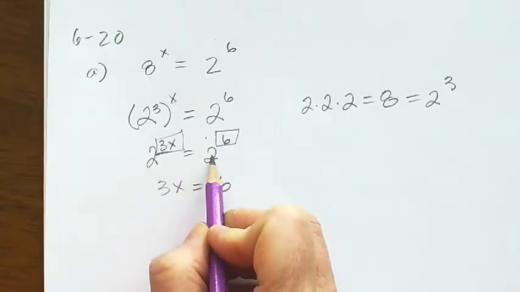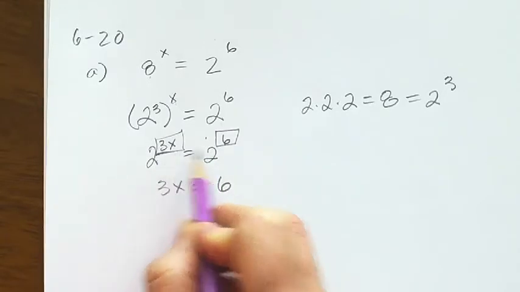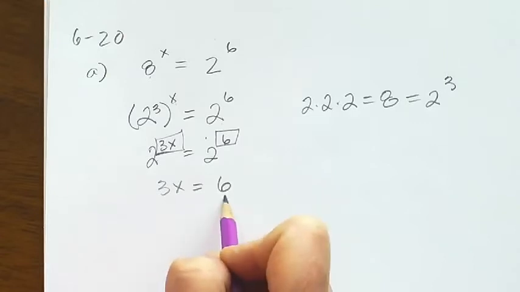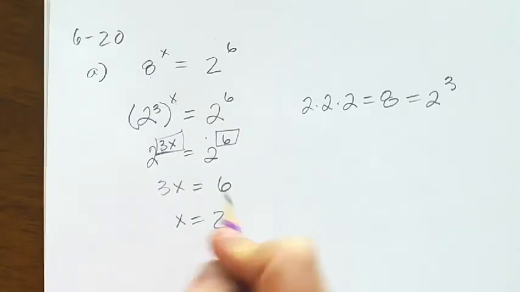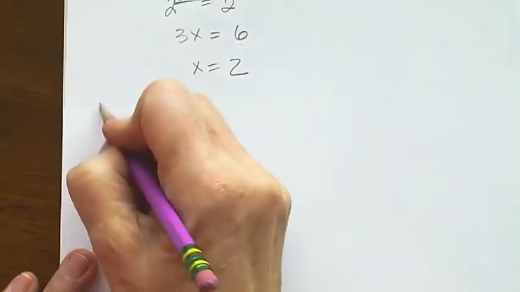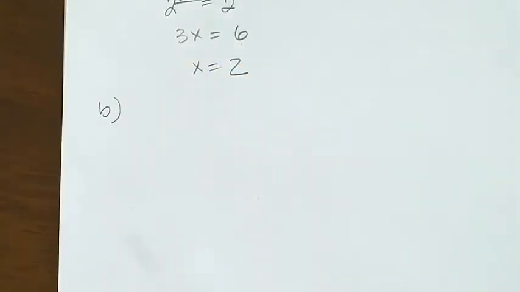If these have the same base, and 2 to the 3x is equal to 2 to the 6, then 3x must be equal to 6, and x must be equal to 2. Okay, let's try part B.